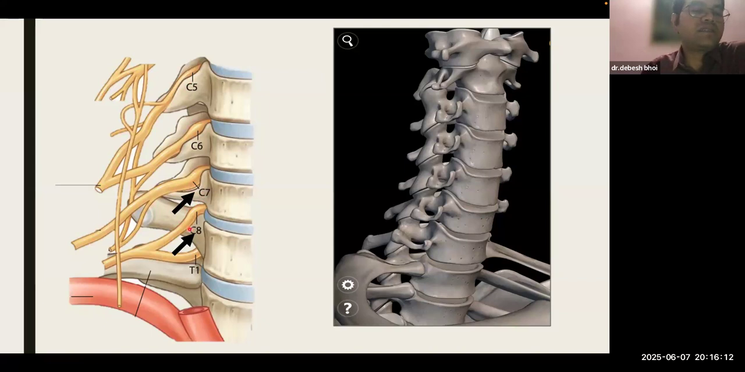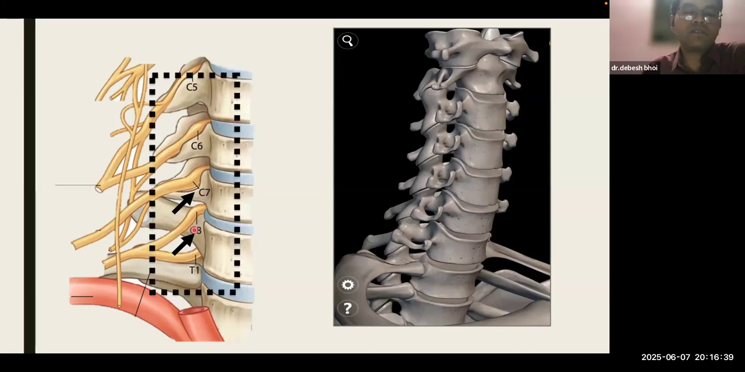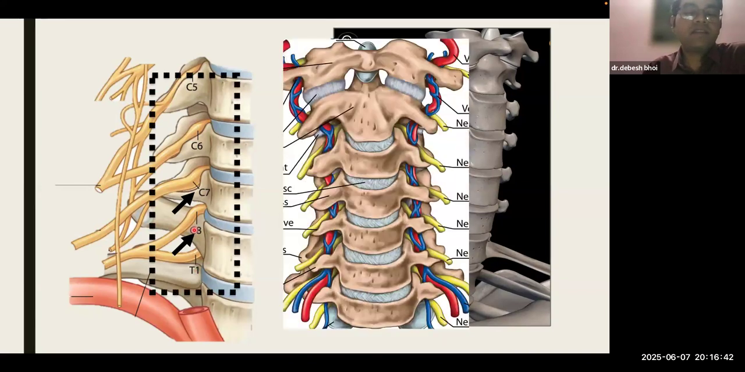And you see the C8 root or C8 ventral ramus lies over here. When you do the scanning, it is basically the T1 transverse process rib complex. Over here, the C8 root is there. T1 is sometimes difficult to see, but at least you can see the T1 coming below the first rib and forming the inferior trunk. So this is important so that you can identify the tubercles and also the relevant roots in that way.